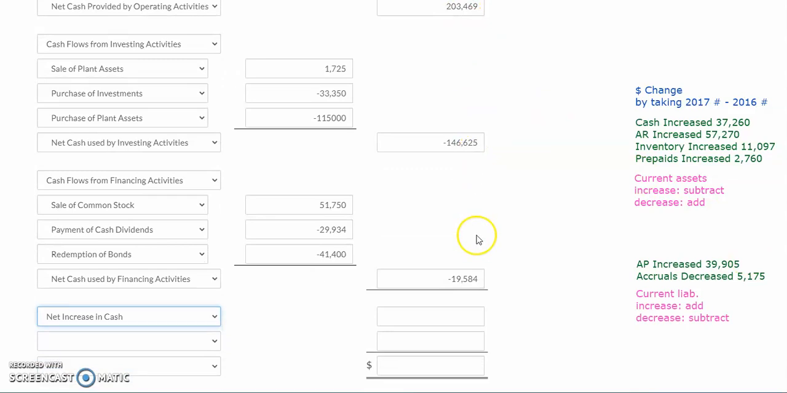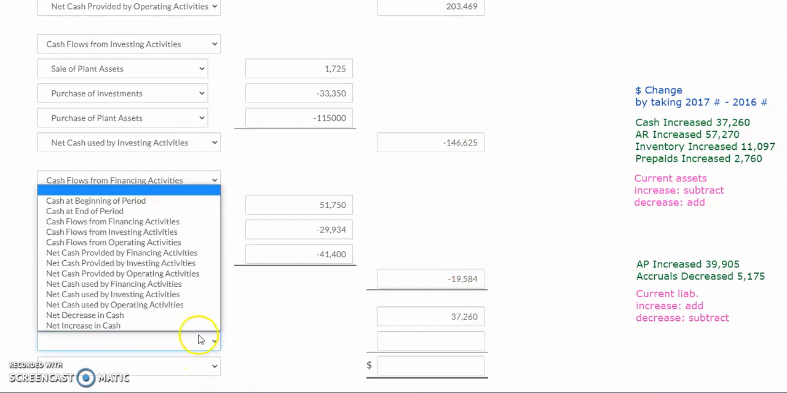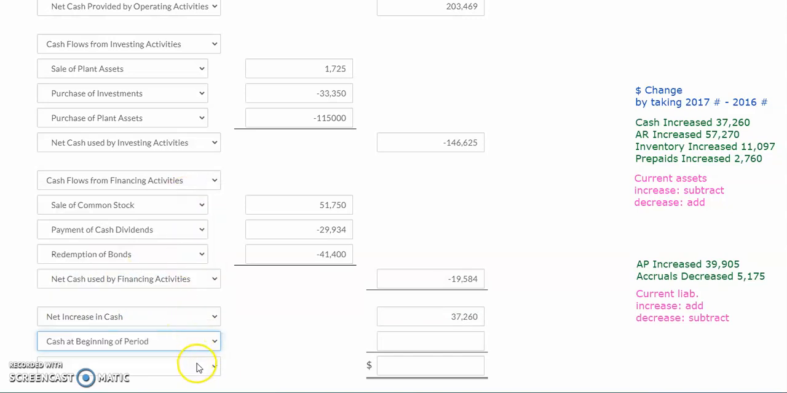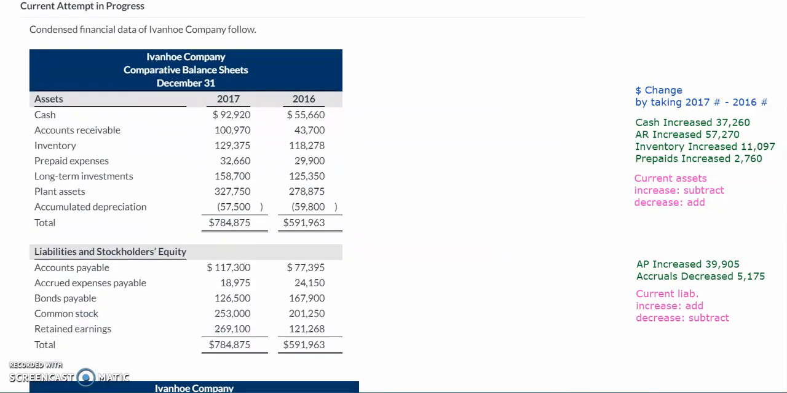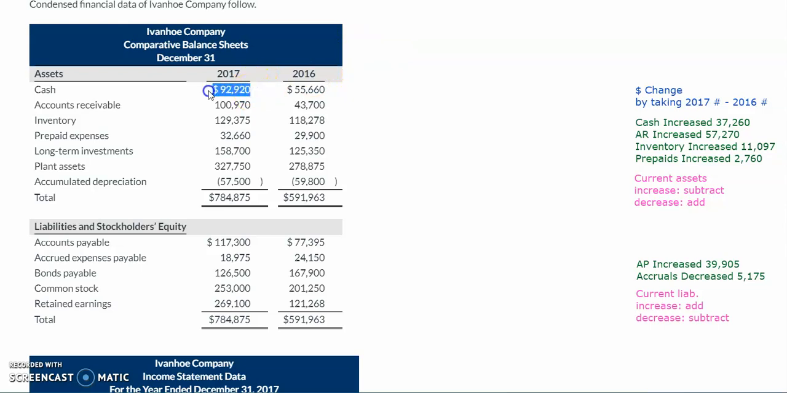Then you want to look at your net increase in cash by adding up your total net cash provided by operating, investing, and financing activities. So that will add up to $37,260. Then you will add your cash at the beginning of the period, which will be from the balance sheet, $55,660. And at the end of this, you're going to be adding up these two numbers to get your cash at the end of the period. So $92,920. And if you've done this correctly, this $92,920 should match up with your cash at the end of the accounting period, $92,920.